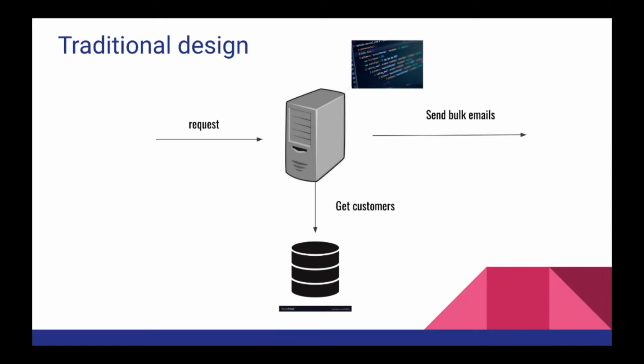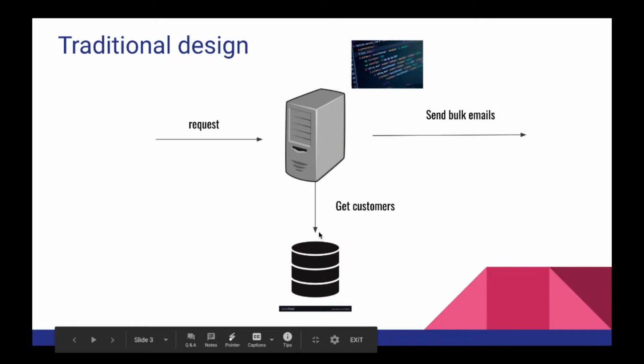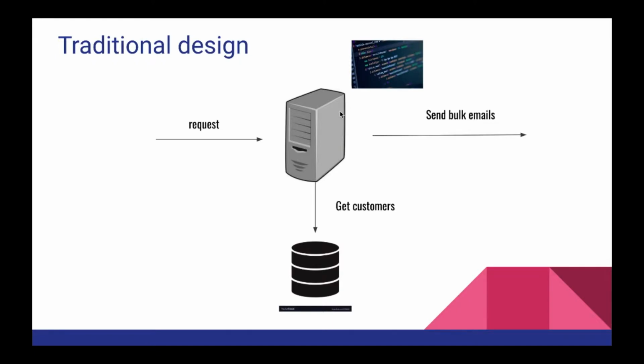So let's see how the traditional way of designing things looks. I'm sure most companies don't use this anymore, but still, it's the more traditional way. Suppose we get a request and we have a managed server, say a machine, and we first make a call to the database to get the customers. Of course, we have code running on the server that will loop through the customers and send emails one by one. And definitely there are a lot of drawbacks in this system, so let's see them.